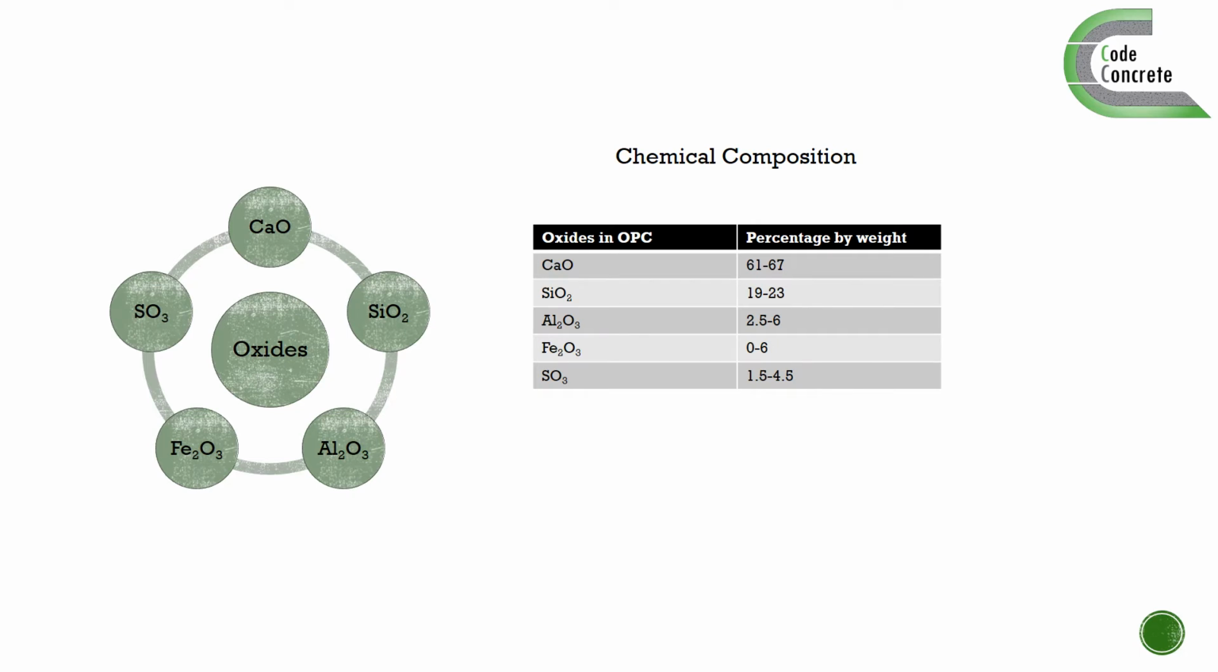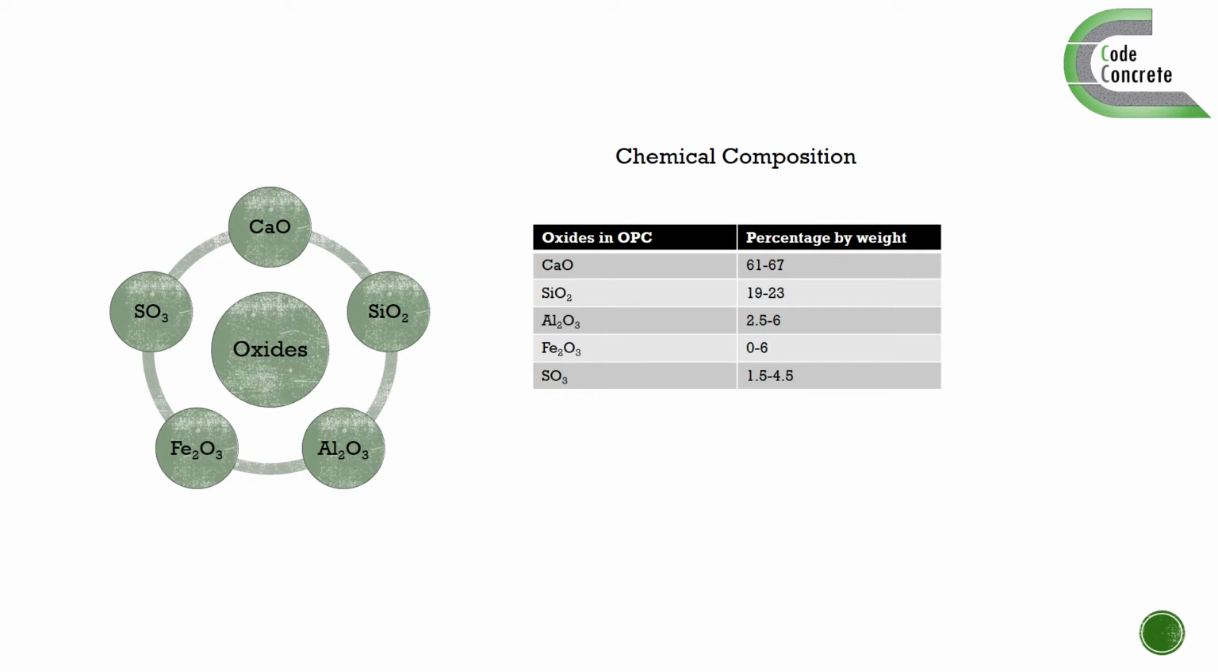Calcium oxide ranges between 61 and 67%, silicon dioxide ranges between 19 and 23%, aluminum oxide ranges between 2.5 and 6%, ferric oxide ranges between 0 and 6%, and sulfur oxide ranges between 1.5 and 4.5%.